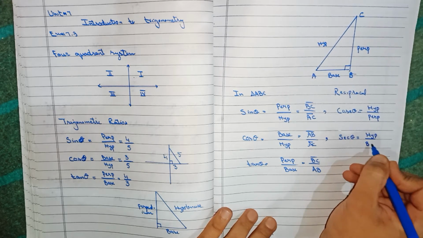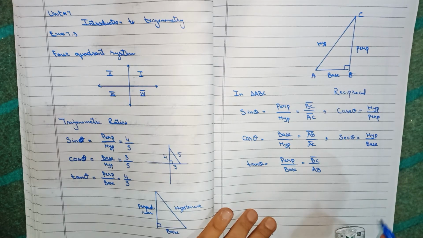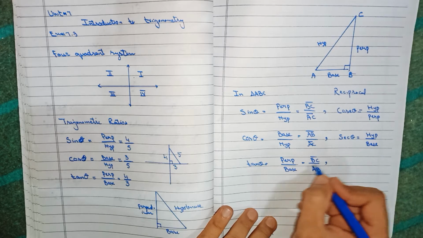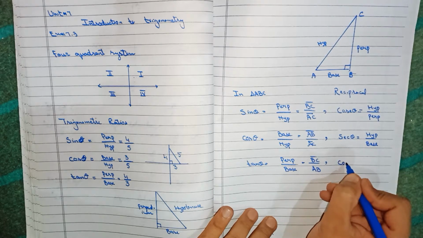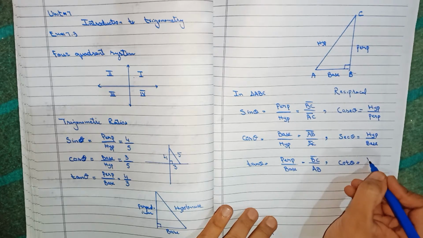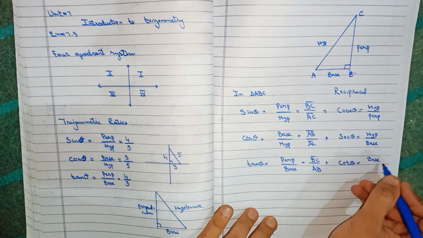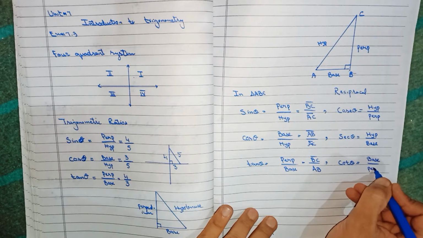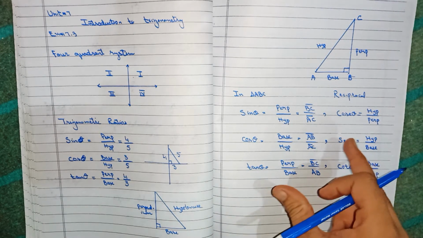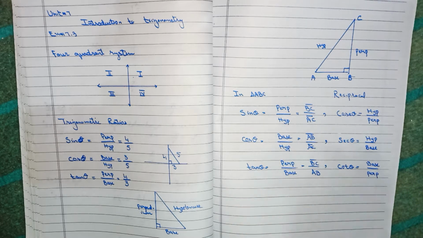We will deal with these trigonometric ratios in our upcoming questions and exercises. And tangent theta, its opposite is cotangent theta, and it is equal to base over perpendicular. We will discuss more about these trigonometric ratios. There are more formulas, but first let's complete question number 4.